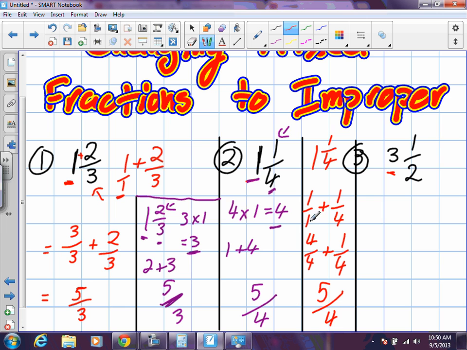We'll do the last one. We'll start with the purple, and then we'll do the red way after.